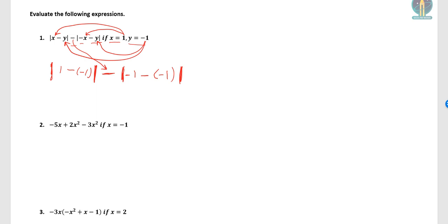Okay, what does this give us? So 1 minus negative 1, negative times negative is positive. So this is the same as 1 plus 1, absolute value. Minus, and then I have minus 1, and then again, negative times negative, this is plus 1.